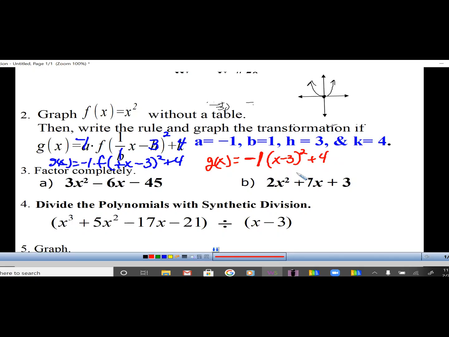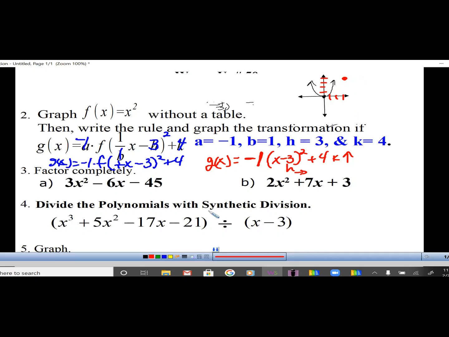So H is going to take us to the right 3 steps, and K is going to take us up. So I'm going to take the vertex 0, 0, the point of origin, and move it 3 to the right, 4 up. So 1, 2, 3 to the right, and then 1, 2, 3, 4. We end up over here. If that was the end of it, I would sketch my parabola over here.